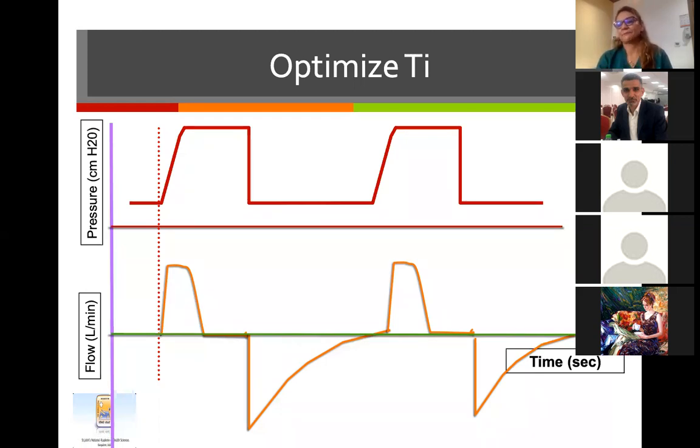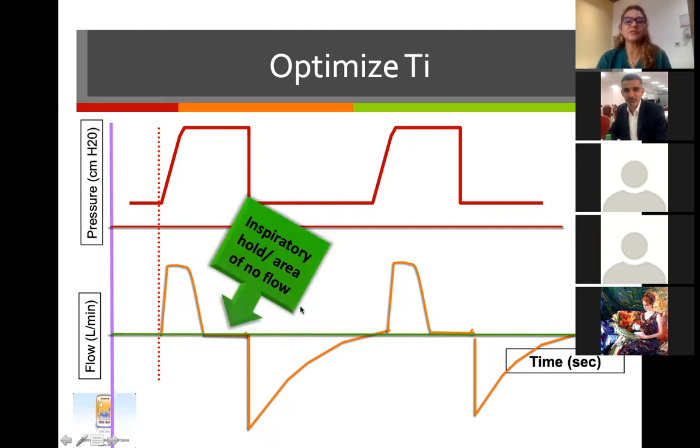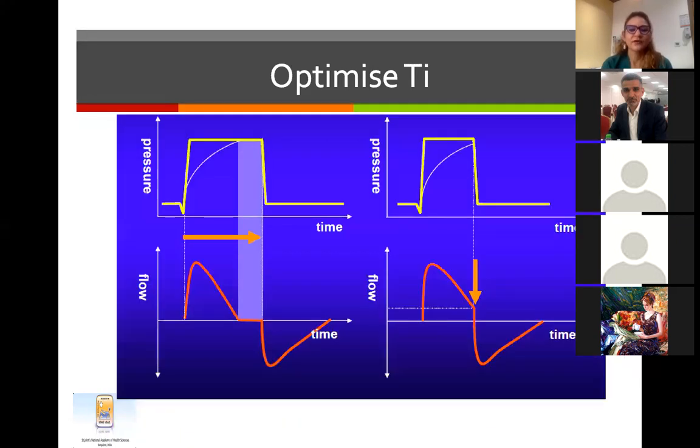Now the reverse can happen, that you have given an excess of inspiratory time which is going nowhere. So there will be an inspiratory hold, an area of no flow. Here you have too little inspiratory time, and here you have an excess. We don't want either of the two. We want an adequate inspiratory time, where there is no area of no flow, and expiration does not start before the inspiration has ended. I hope it's clear, and it is very important.